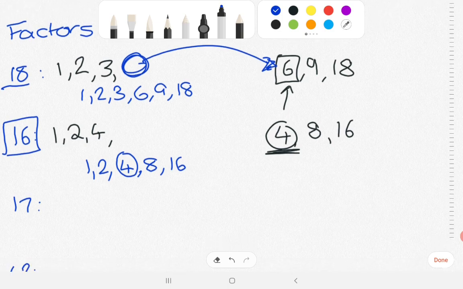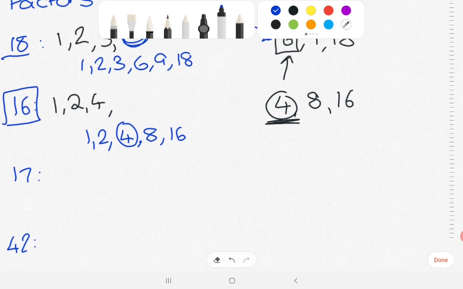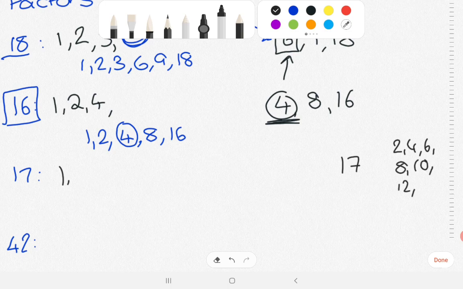Okay, next number, 17. So the factors of 17. Well, 1 times 17. 2, well, it can't be in the 2 times table because it's an odd number. So actually, that means it can't be in the 2, the 4, the 6, the 8, the 10. It can't be in any even times table, can it? So all those numbers, it can't be in those times tables.